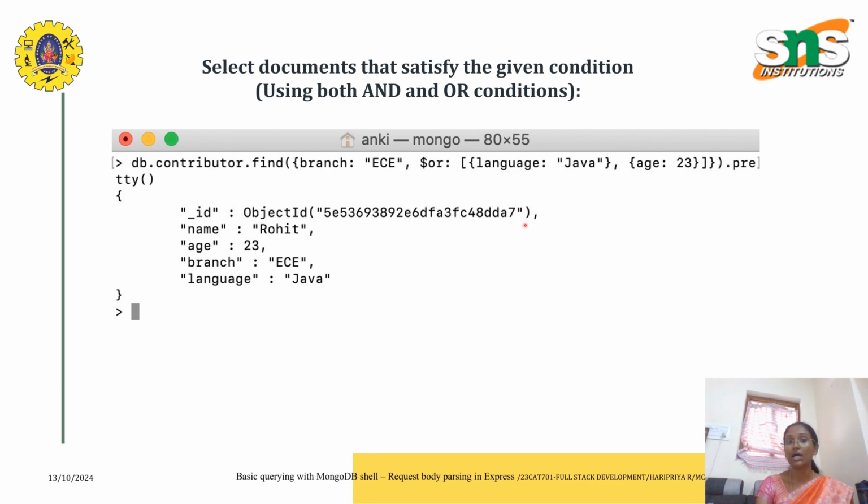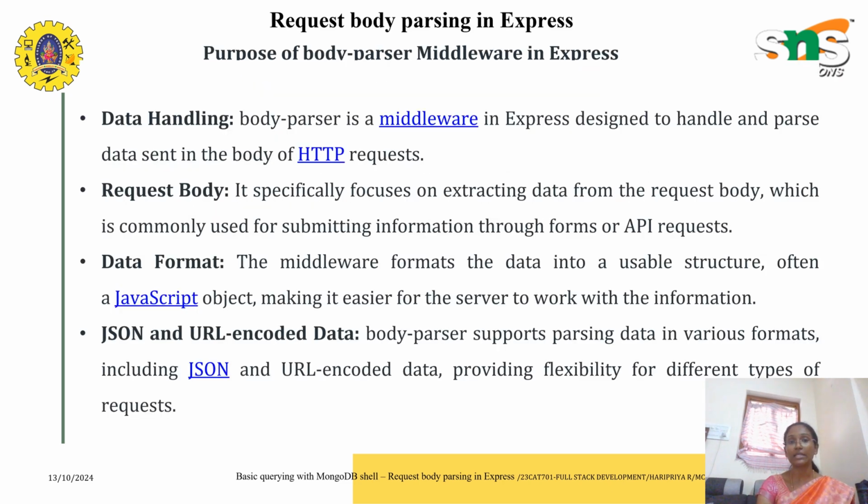So this is a condition-based filter. It means only students aged 23 in the EEE department who have to learn the Java language are shown. These are the things that will be filtered using the $and and $or methods. Next, I will give some body-parser material in the Express framework.